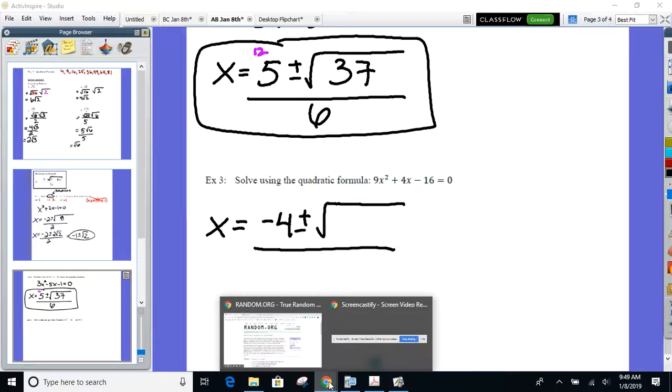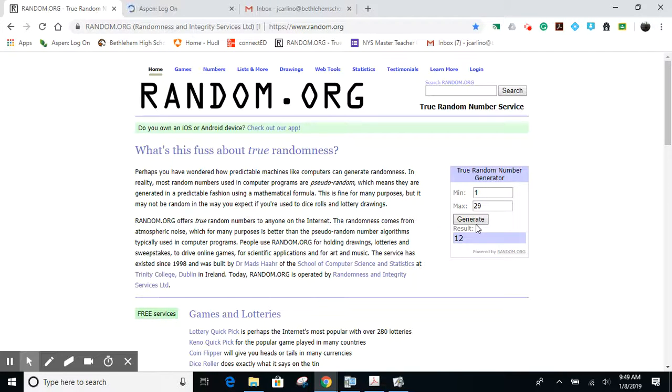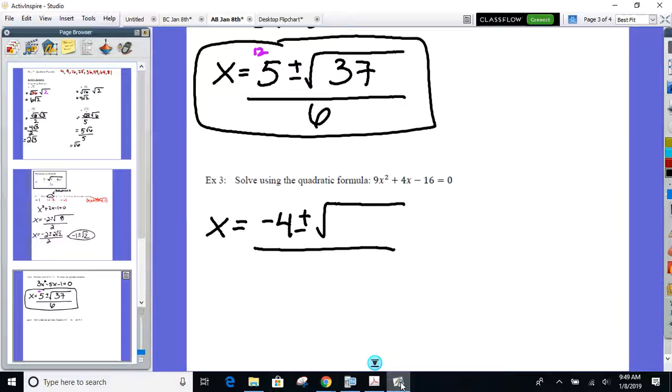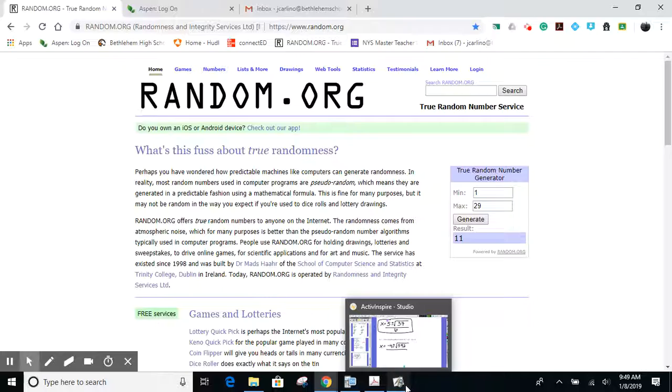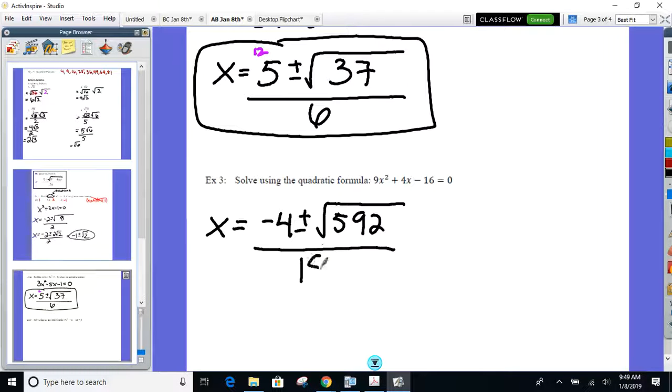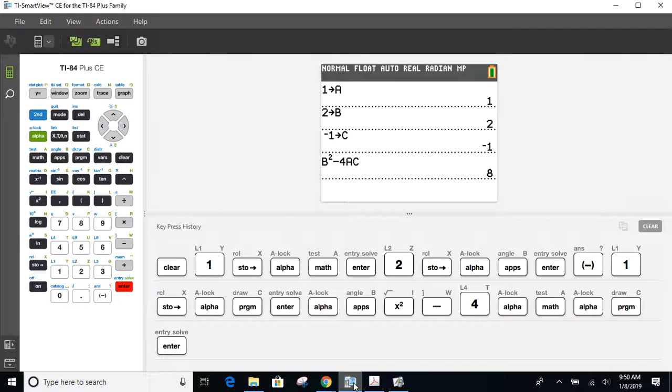Okay, number underneath the radical. 12. What number are we getting underneath the radical? 592. Everyone in agreement? 592. All right. And what about on the bottom? What should be on the bottom here? 2a. What number on the bottom? 18. Ooh, 592, huh? We better get moving on the calculator, huh?